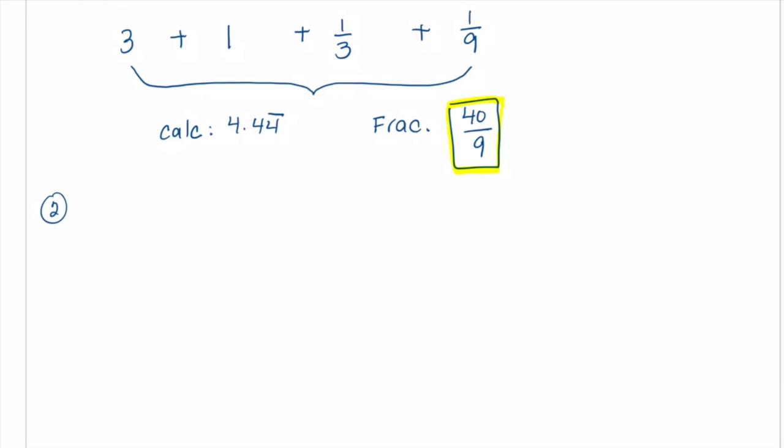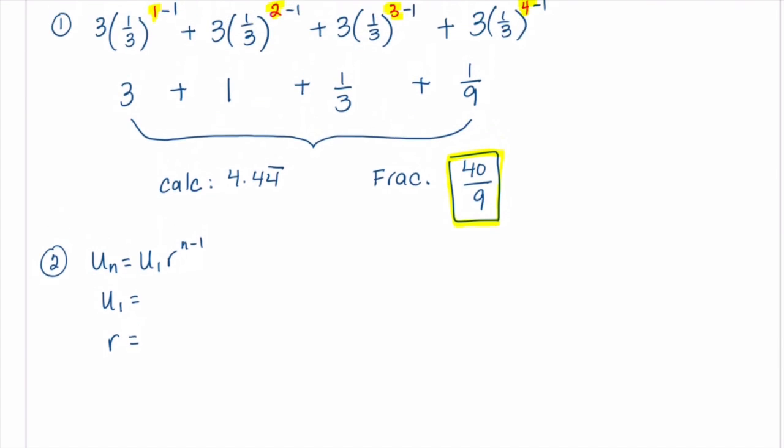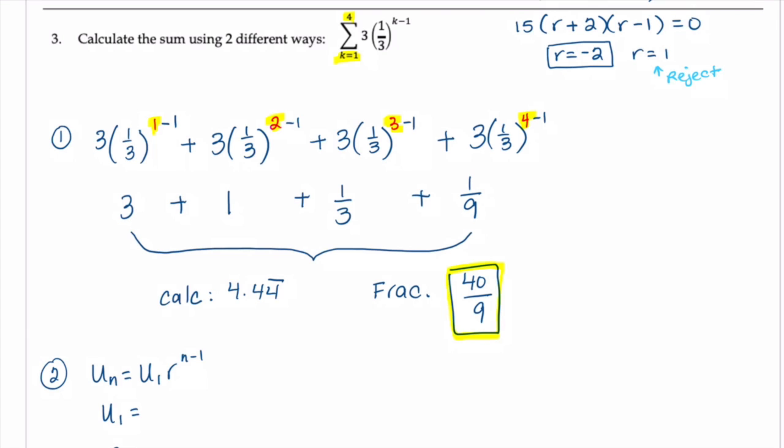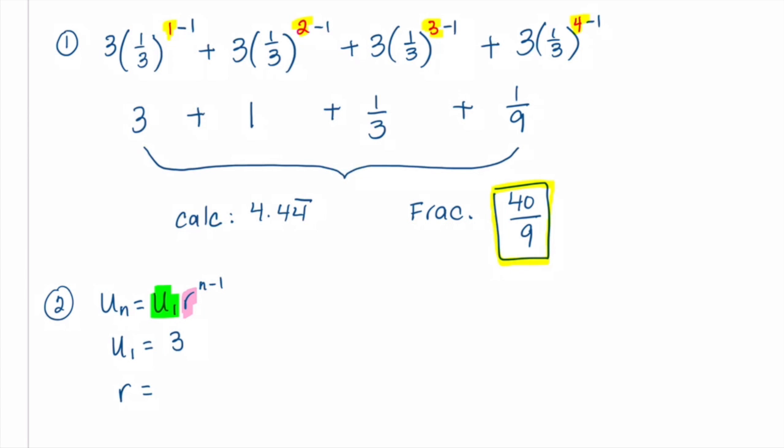For way number 2, what we are going to do is use the sum of the geometric sequence. So first thing I want to do is identify our nth term formula. And when using this formula, we always need the first term and our common ratio. Now let me just quickly look back at the given formula. If you notice, this 3 is actually u sub 1. And this 1/3 would be my common ratio. So I have u sub 1 equal to 3 and our common ratio equal to 1/3.